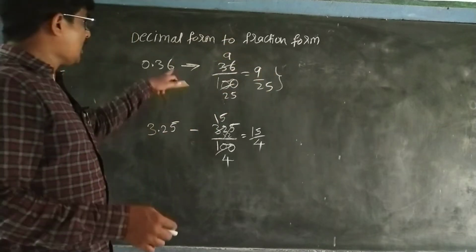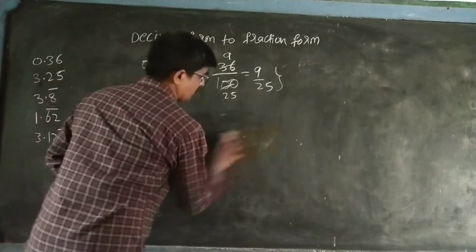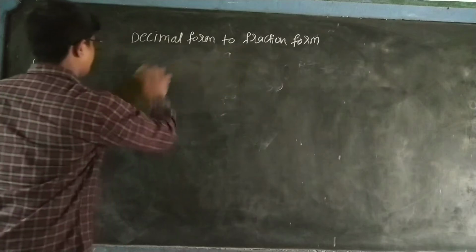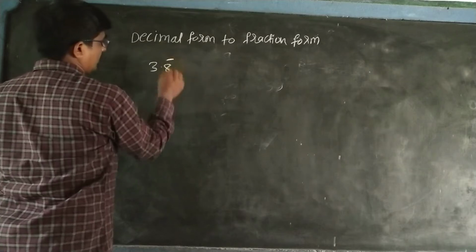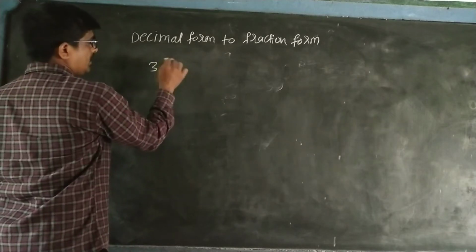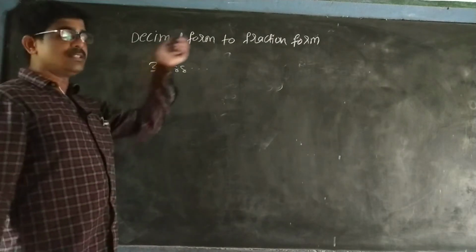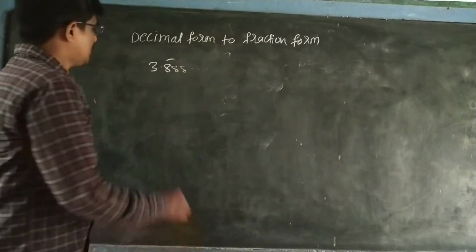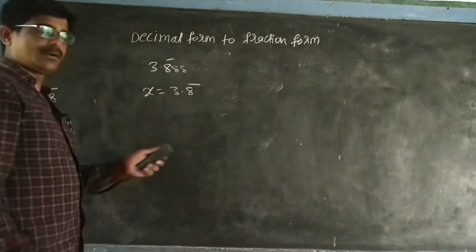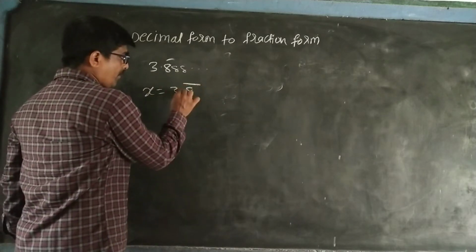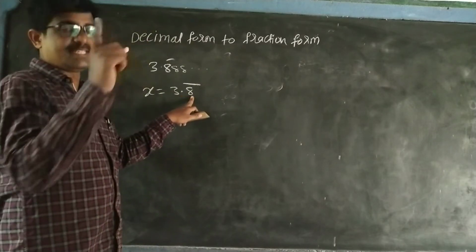If the decimals are not repeated, this works. If they are repeated, what do we have to do? That is important, listen here. If I take 3.8 bar, that means after 3.8, the 8 goes on continuously. We are going to change this decimal form to fraction form. Assume x is equal to 3.8 bar. Here after the point only one digit is repeated, so the periodicity is only 1.